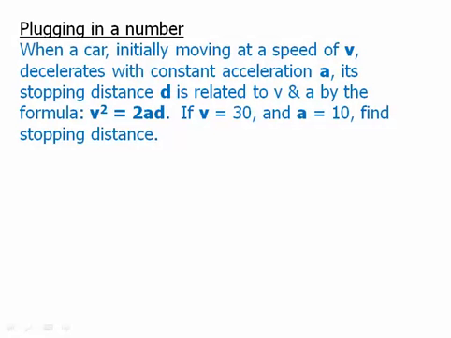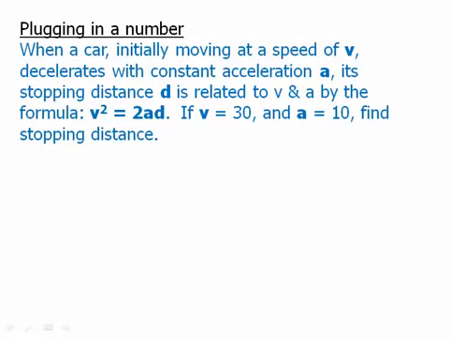Incidentally, this question is throwing in an idea from physics that deceleration is a kind of acceleration, that the word acceleration is actually broad and it means speeding up and slowing down. That's some outside knowledge that you don't need, but that's what's going on in the terminology of the question. So if v equals 30 and a equals 10, find the stopping distance.